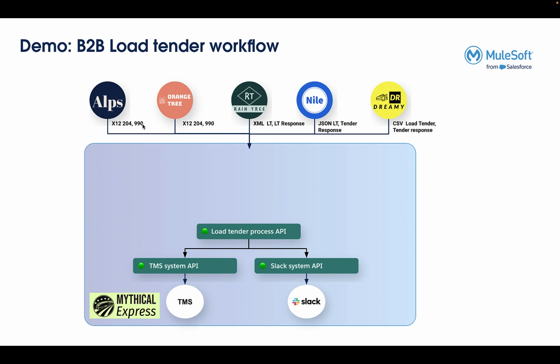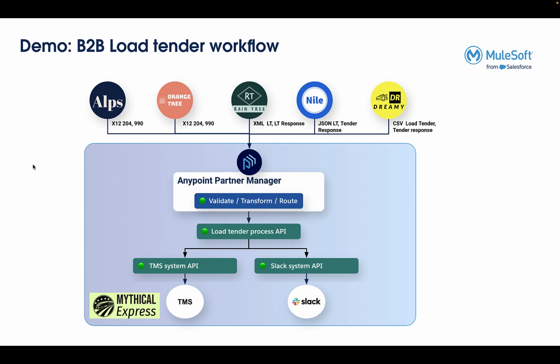The first two customers, Alps and Orange Tree, exchange X12 EDI standard documents through AS2 and HTTP protocols. Raintree uses a custom XML format, and Nile uses a custom JSON structure, and lastly, Dreamy Retailer uses a custom CSV data format. As a service provider eager to expand their business, Mythical has to support these different data formats in order to win the business from their customers and prospects. In this demo, we will see how Anypoint Partner Manager helps Mythical Express to streamline these integrations.